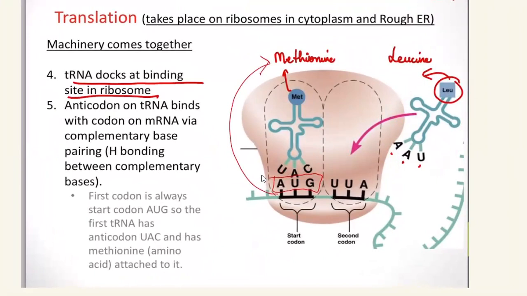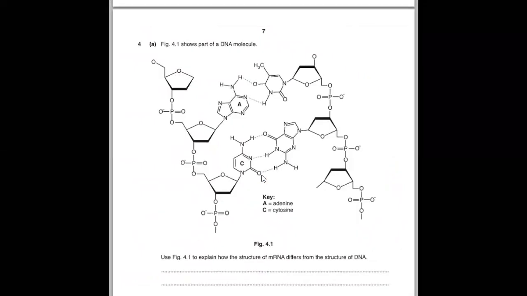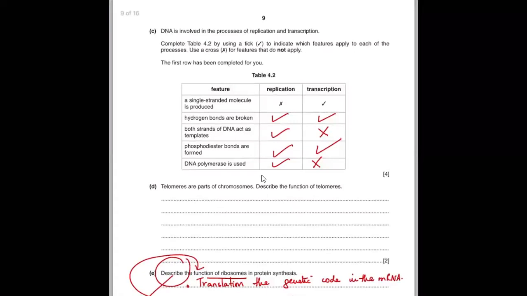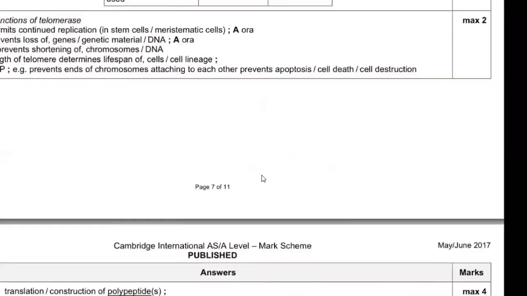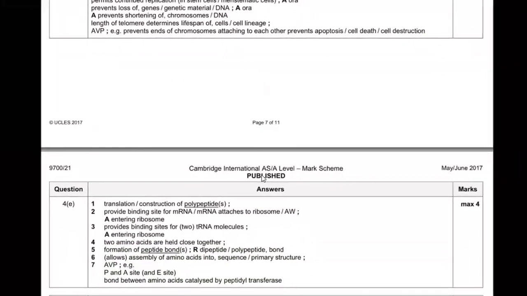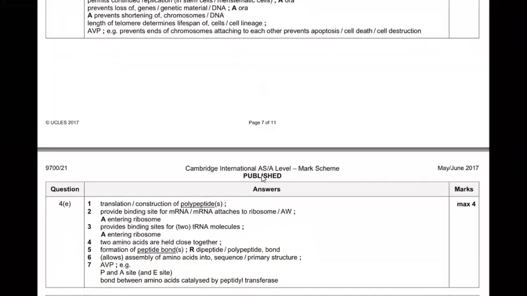Now, if we go back to that question where we were, we can also go through the mark scheme to see the exact function of a ribosome. The question was this one. It is part E, okay? So let's look at the mark scheme of part E. Okay. Have a look.